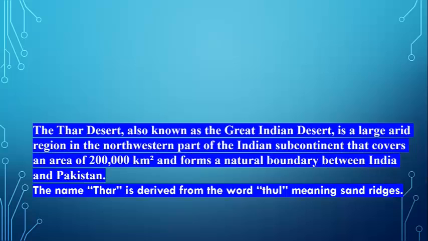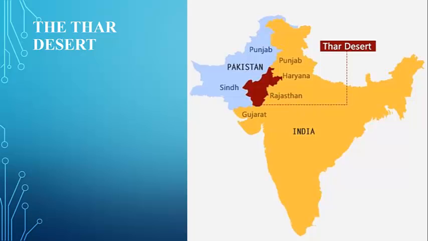The Thar Desert, also known as the Great Indian Desert, is a large arid region in the northwestern part of the Indian subcontinent. It covers an area of 200,000 square kilometers. And you know, it is a natural boundary between India and Pakistan. The name Thar is derived from the word Thul, meaning sand ridges. Thar Desert is located in 4 states of India, namely Gujarat, Rajasthan, Haryana, and Punjab.